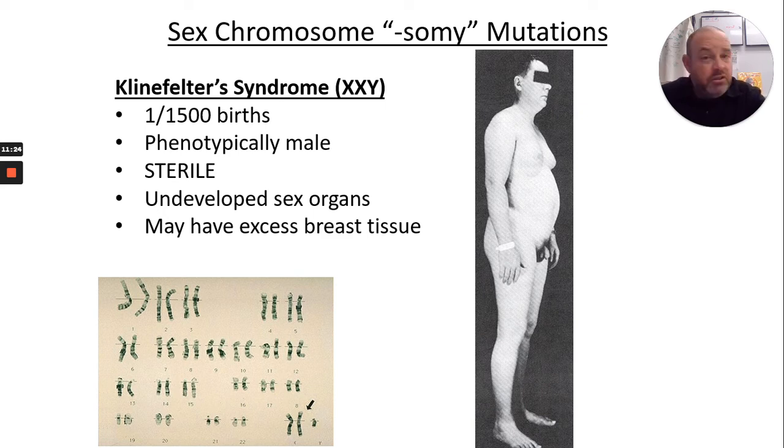And so they are sterile. They are not able to have children. And they do sometimes have excess breast tissue. So while they are male, sometimes they do have breast tissue more typically seen in females. And you can see the karyotype down here where there's 2 X's and a Y.